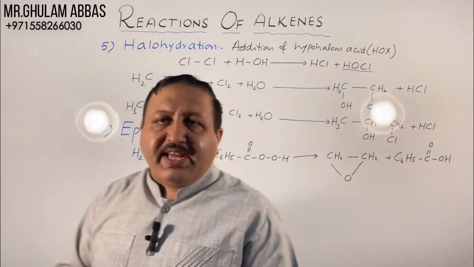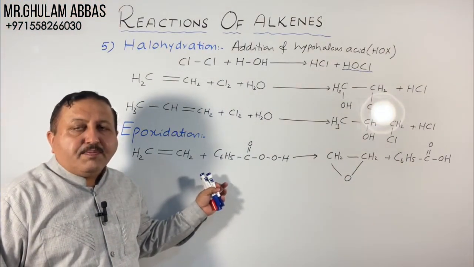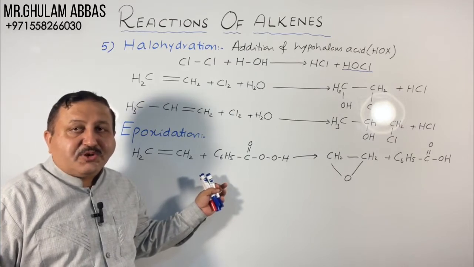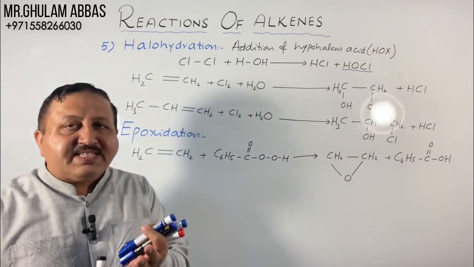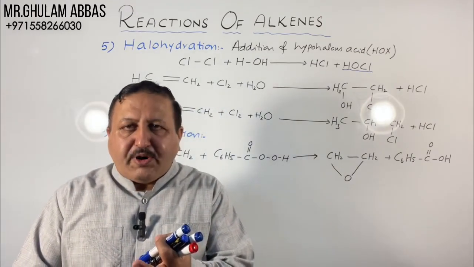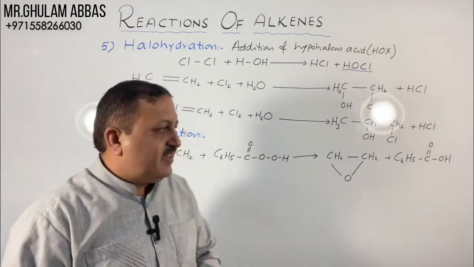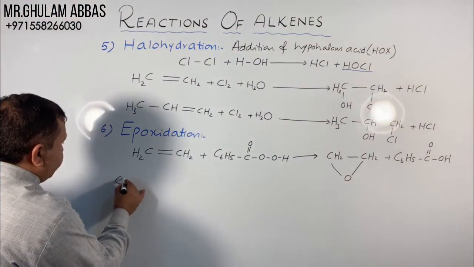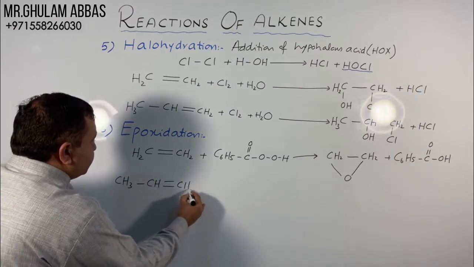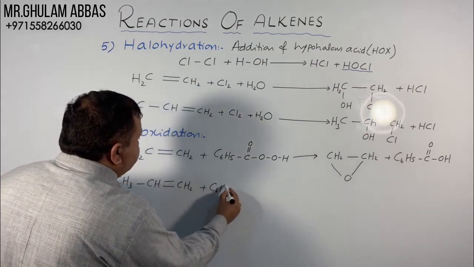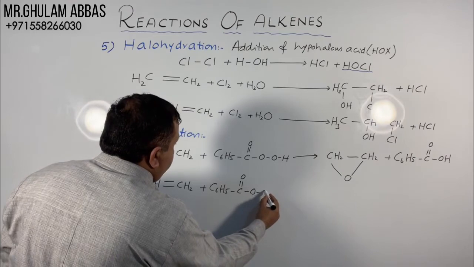So the question which can be taken from this part, what will happen when this alkene reacts with peroxybenzoic acid? We should know the formula of peroxybenzoic acid. Benzoic acid is C6H5 C double bond O OH. Peroxy means if one more oxygen is present, it is called peroxybenzoic acid. So I will take another example. CH3 single bond CH double bond CH2 plus C6H5 C double bond O and OH, O and O and H.